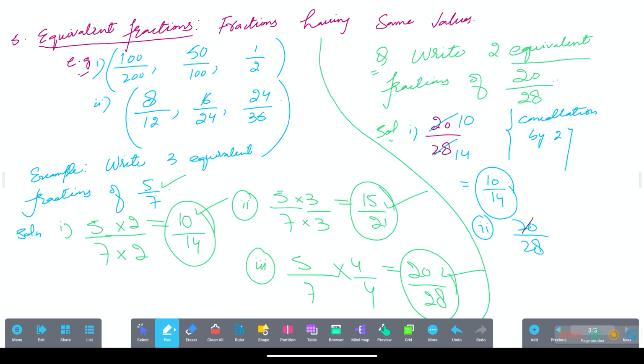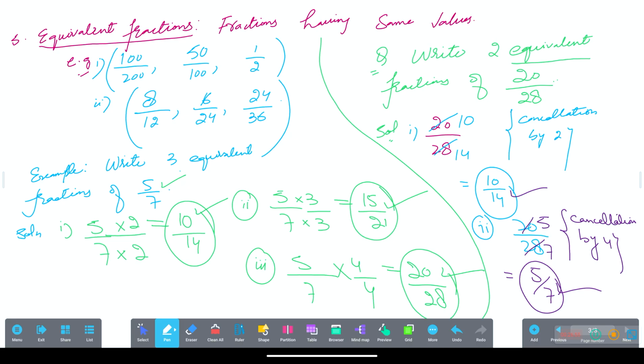4 fives are 20, 4 sevens are 28. So it is equal to 5. I will write here cancellation by 4. And I got one more equivalent fraction, that is 5 by 7. 5 by 7, 10 by 14, 20 by 28. It was also here: 5 by 7, 10 by 14, 20 by 28. They all are equivalent fractions. So this is the first one, this is the second one. So this is how you will do it by the division process.